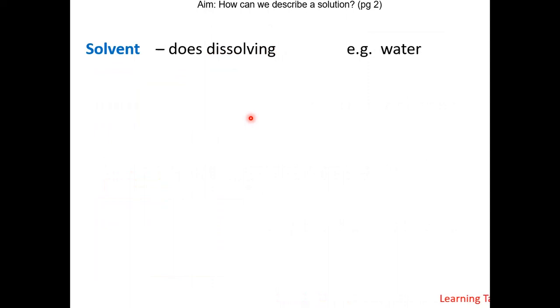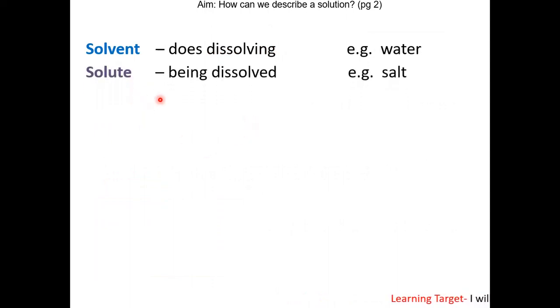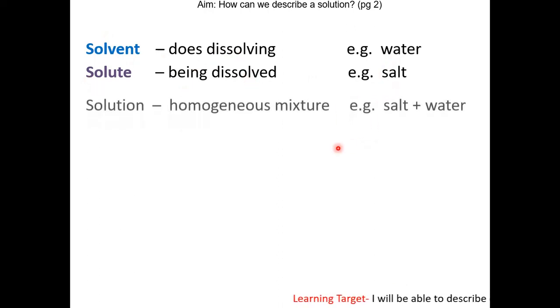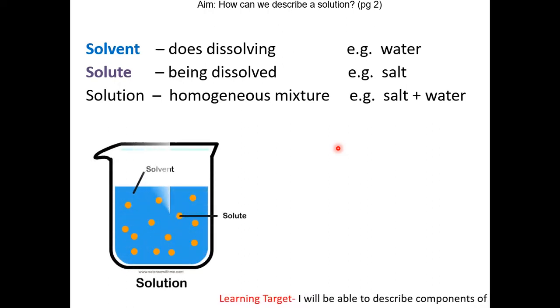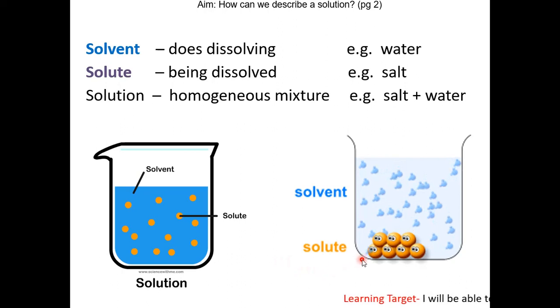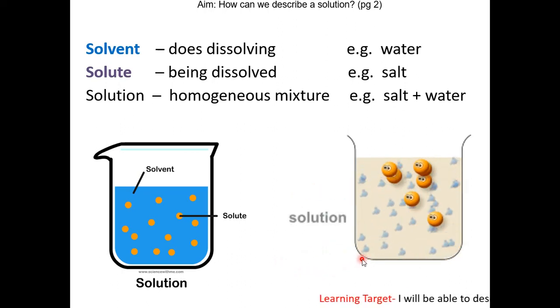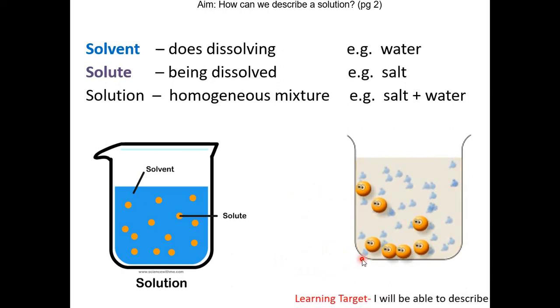Here's a summary slide. There are two parts to a solution, the solvent and the solute. The solvent does the dissolving. An example of that would be water. The solute is being dissolved. An example of that would be salt. A solution is a homogeneous mixture. An example of that would be salt and water. Here's a GIF of a solute dissolving in a solvent, forming a solution.